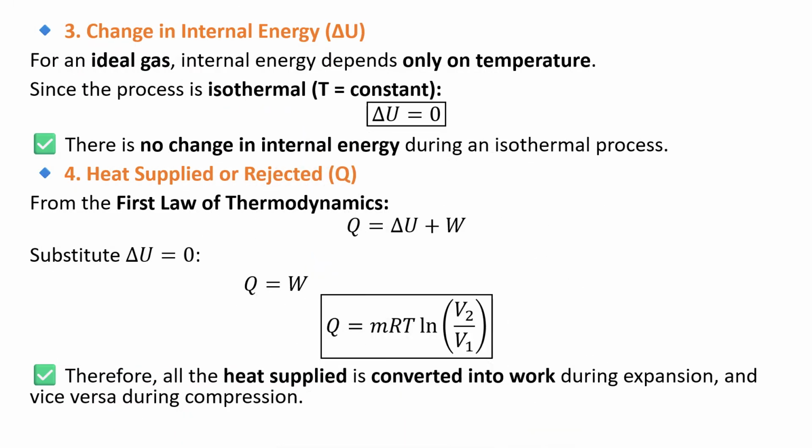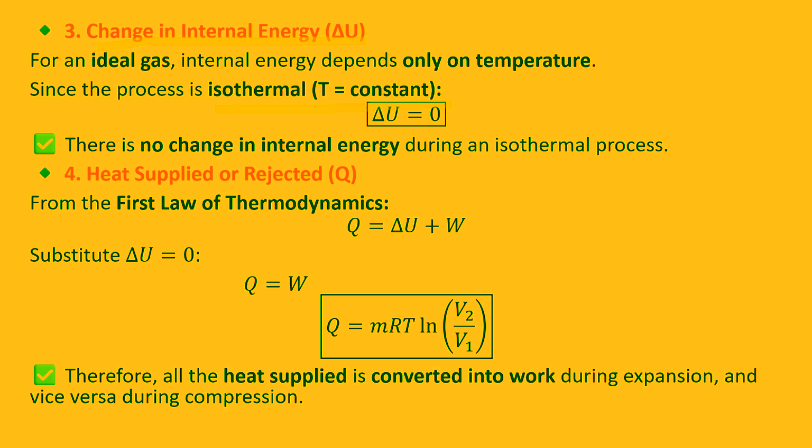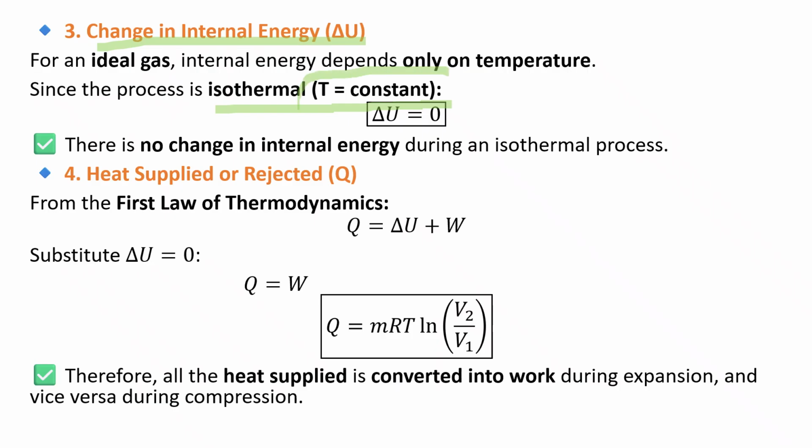So now the work done formula is available with us. Now we have to find out the delta U value, that is, the change in internal energy. We learned that internal energy is a function of temperature. So change in internal energy is again a function of change in temperature. When the temperature is constant, delta T is 0, so delta U is 0. So there is no change in internal energy during the isothermal process.